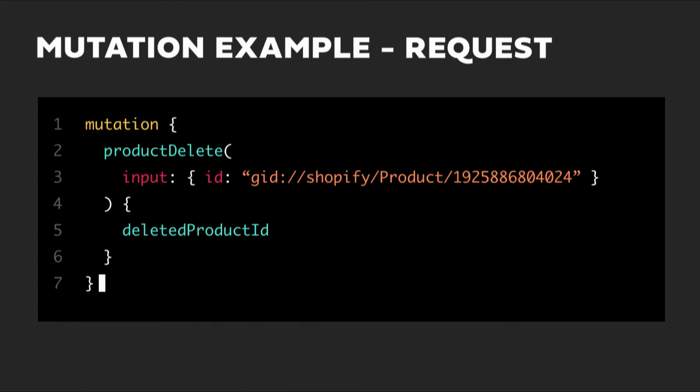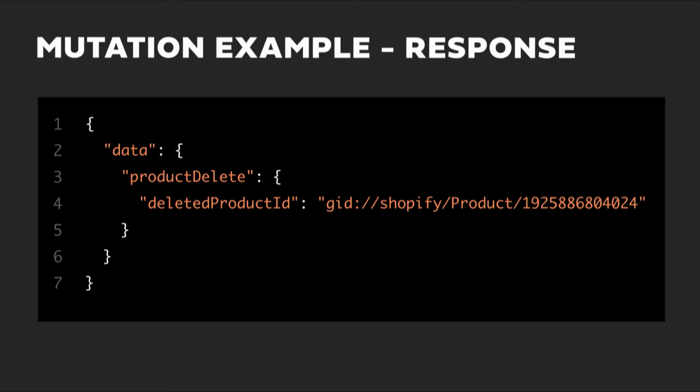This is instead an example of a mutation, taken also from our documentation. It specifies an operation, product delete, and it specifies the ID of the product to delete in input, while requesting to return the deleted ID in output. And this is the corresponding response.